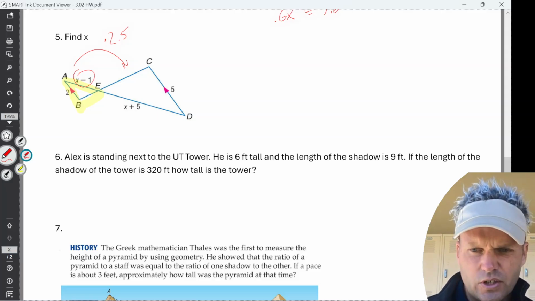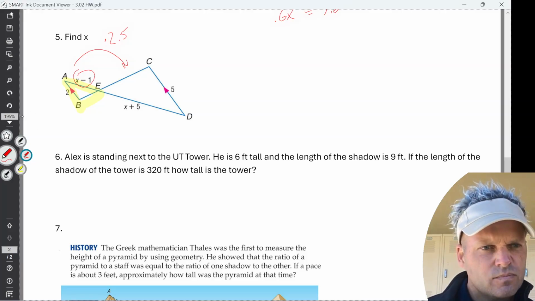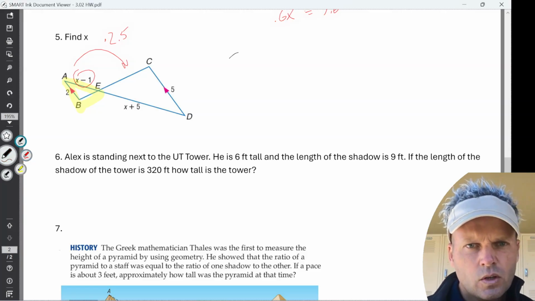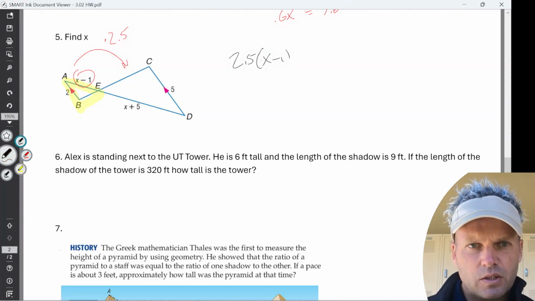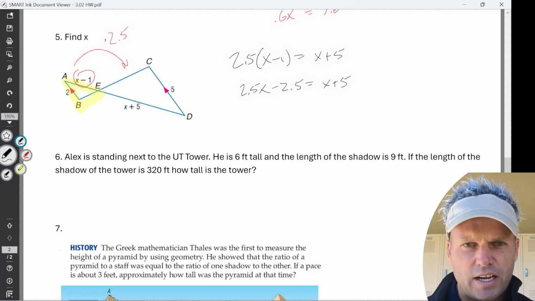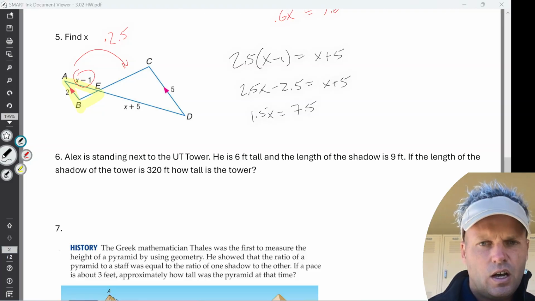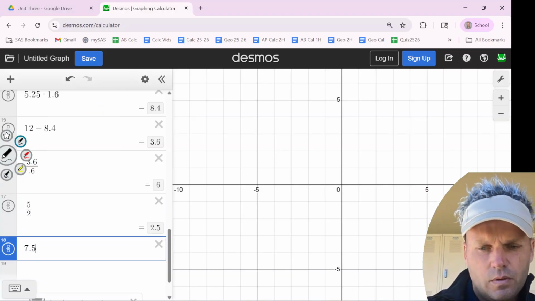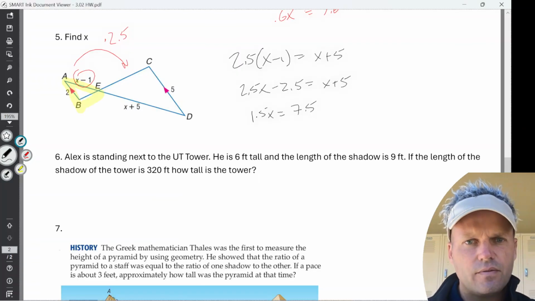2.5 times x minus 1 will equal x plus 5. I'll get 2.5x minus 2.5 equals x plus 5. I'll subtract an x to get 1.5x equals 7.5. I'll divide 7.5 by 1.5 to get 5.